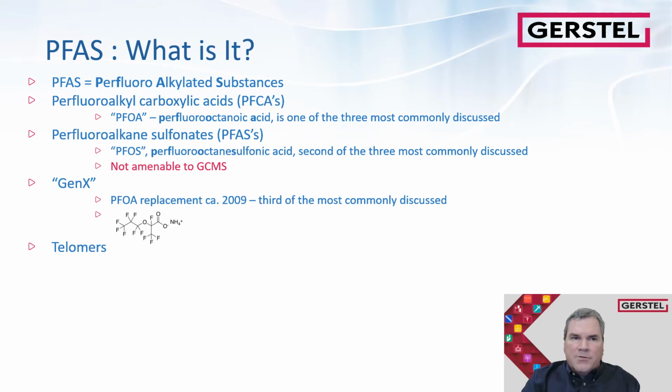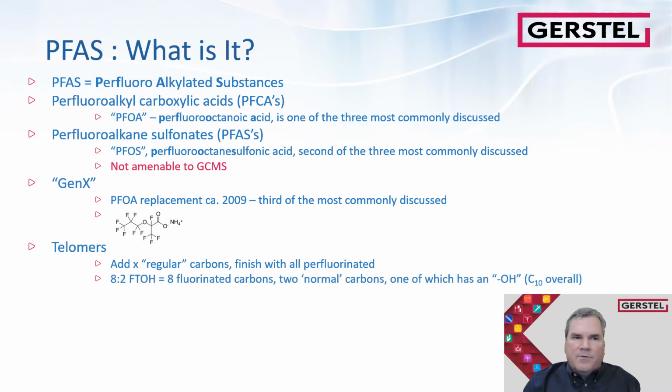And then there are telomers. These are usually breakdown components of these larger compounds. To make a telomer, take X regular carbons, for example, and finish with all perfluorinated. So as an example, the 8:2 fluorotelomer alcohol is 8 fluorinated carbons, or fully fluorinated, plus 2 normal carbons, one of which has the OH sitting on the end. So it's actually 10 carbons overall. So 8:2 is 8 fluorinated carbons, 2 regular carbons, and then the functionalities accrue at the end. Normal carbons are always next to the functional group, whether we're talking about an alcohol, an acrylate, or anything else.